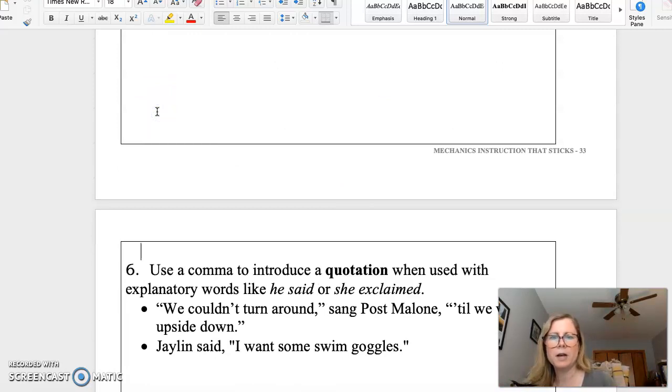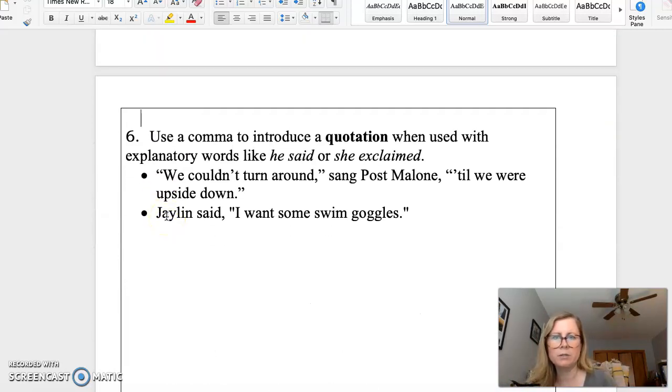Rule 6, use a comma to introduce a quotation when used with explanatory words like he said, she exclaimed. So that can come at the beginning of the quote or in the middle. As Post Malone sang, we couldn't turn around, comma, sang Post Malone, comma, till we were upside down. So there you have his lyric, and in the middle interrupted by narration. So it's kind of like an interrupter again, but that's how you do the commas there. If you're going to start with the narration of who's saying it, do the comma after the verb.